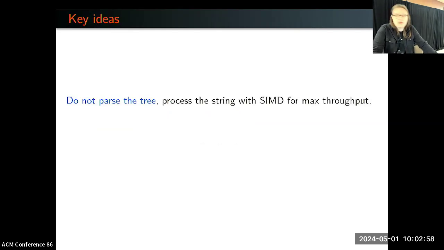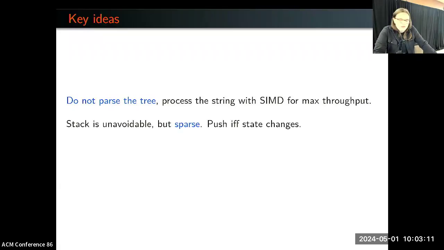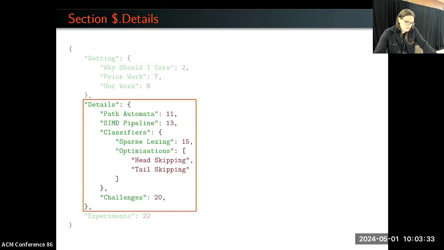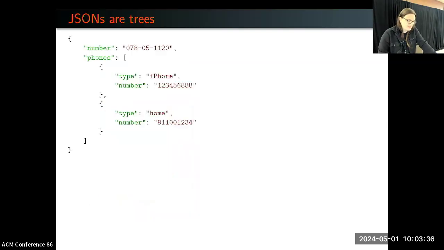So what's the key idea here? Do not parse the tree. That kills performance and uses way too much memory. Instead, we're streaming. We take the JSON string and we run SIMD pipelines on it to get max throughput. You need the stack to perform some operations, but it's sparse. You only push on it if something in the control changes. And therefore, it is important to separate the SIMD pipeline from the state machine because control flow and branches kill SIMD performance. If you can keep those two separate, you can achieve really massive speedups, as we'll see. So let's now zoom into the details of how we achieve this.